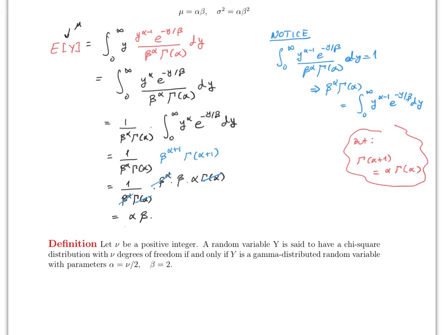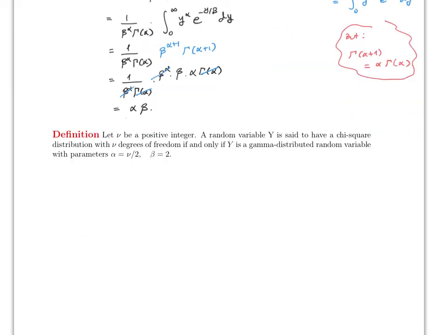Now in a similar way, you can find the expected value of y squared, and then you use the formula that the variance is the expected value of y squared minus the expected value of y, squared, to figure out the variance. And I believe that may be one of the homework problems.